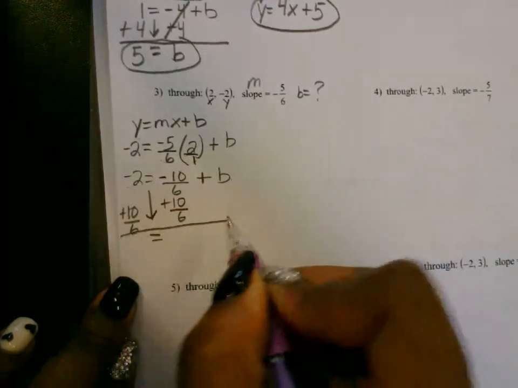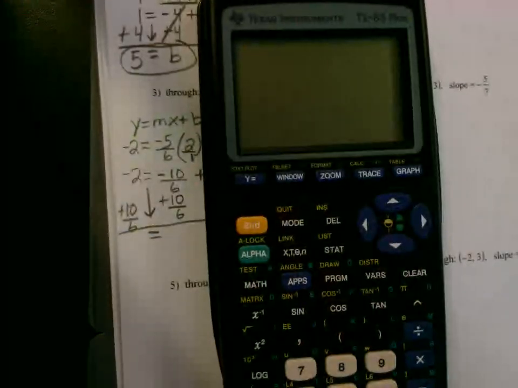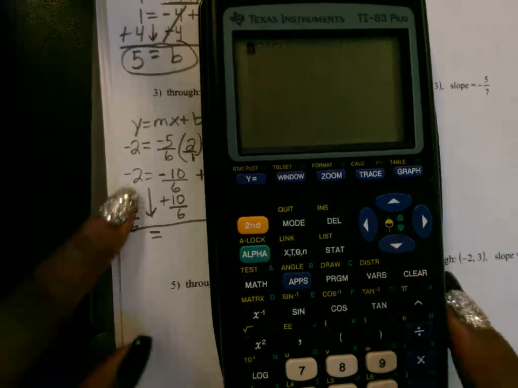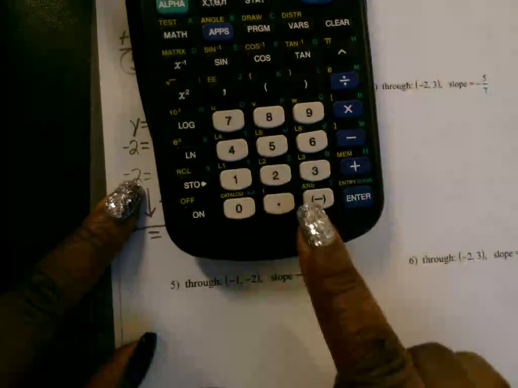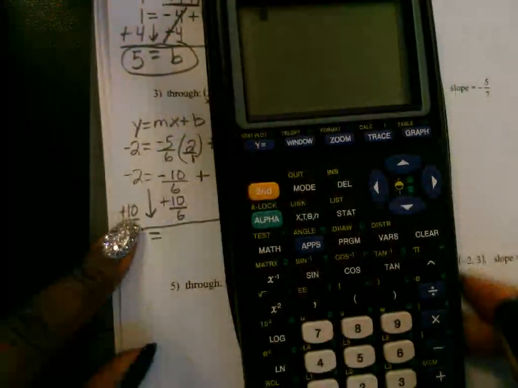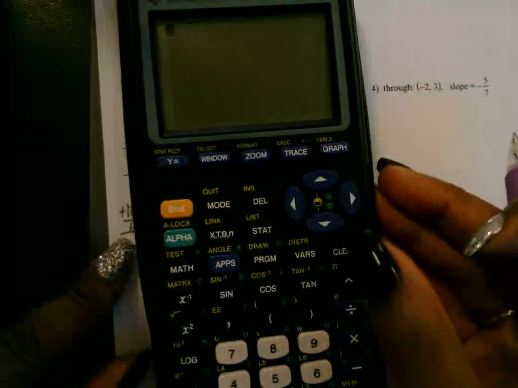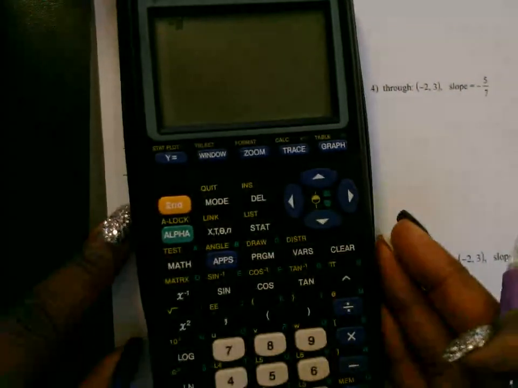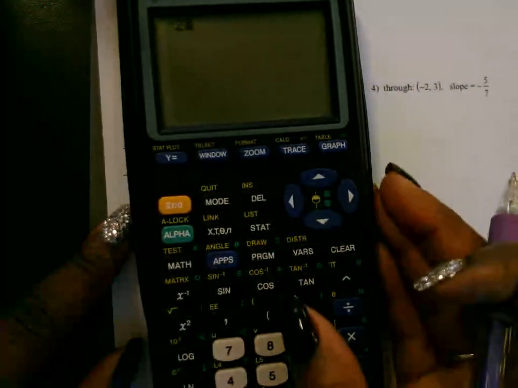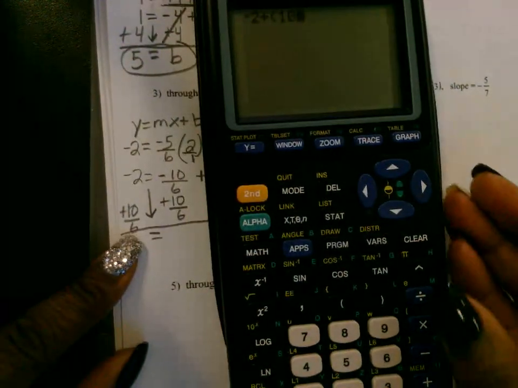We're going to make this simple because we're going to type that in the calculator. Remember how I showed you how to type fractions and things in the calculator? We're going to use that to our advantage, right? So we have a negative. Negative in the calculator is down here, okay? And then we have negative 2, forgot to put the 2. Then plus the fraction, put the fraction in parentheses, 10 divided by 6.